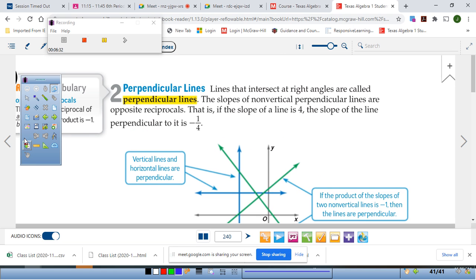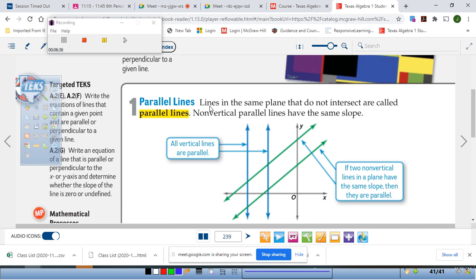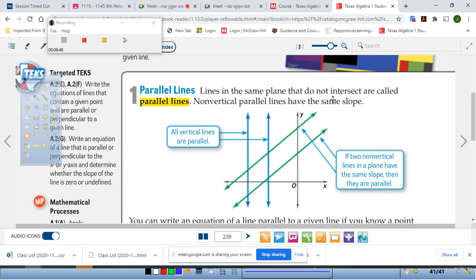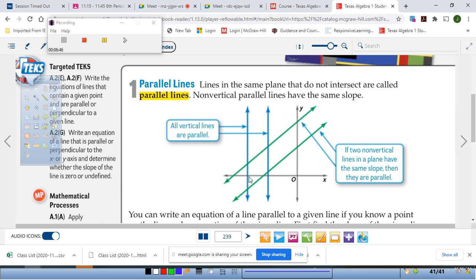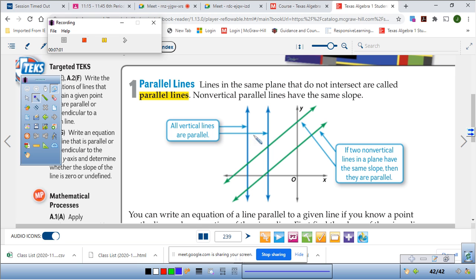Okay, here we go. Third. Parallel lines, guys. Lines in the same plane that do not intersect are called parallel lines, okay? They have to be in the same plane. Non-vertical parallel lines have the same slope. Okay, so vertical lines are parallel. Non-vertical lines have the same slope. Do you remember what the slope of vertical lines is?